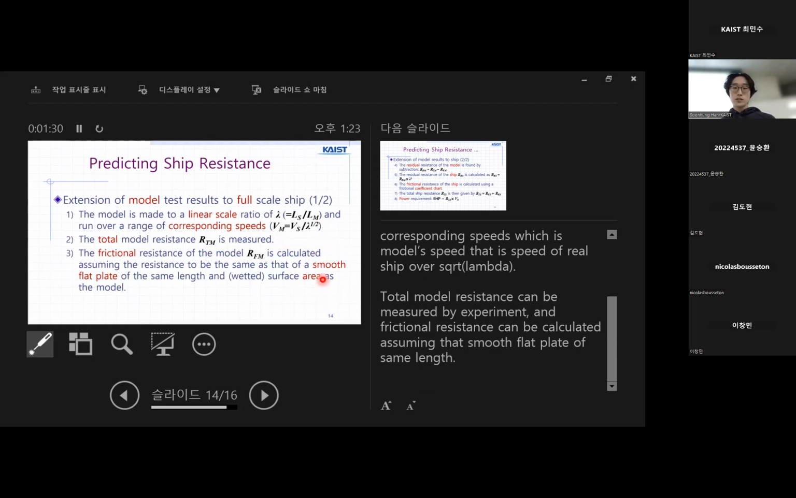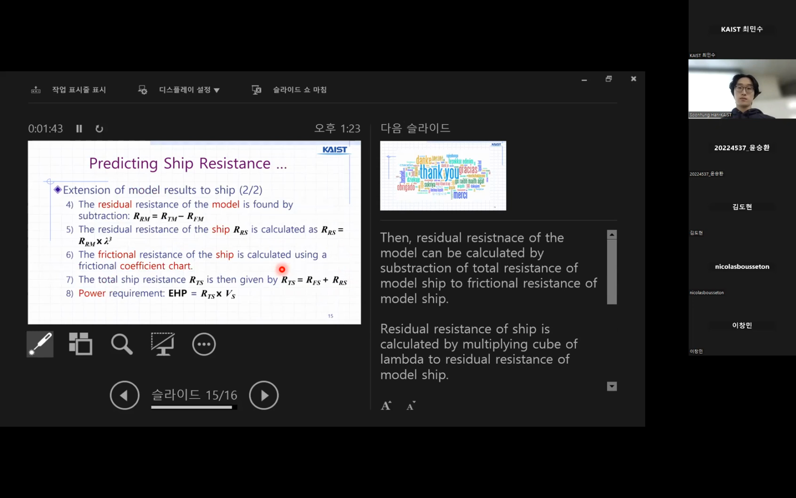Total model resistance can be measured by experiment, and frictional resistance can be calculated assuming a smooth flat plate of the same length. Then the residual resistance of the model can be calculated by subtracting the frictional resistance of the model ship from the total resistance of the model ship.